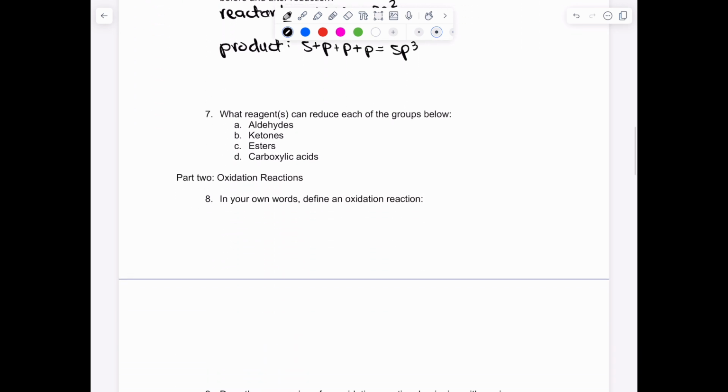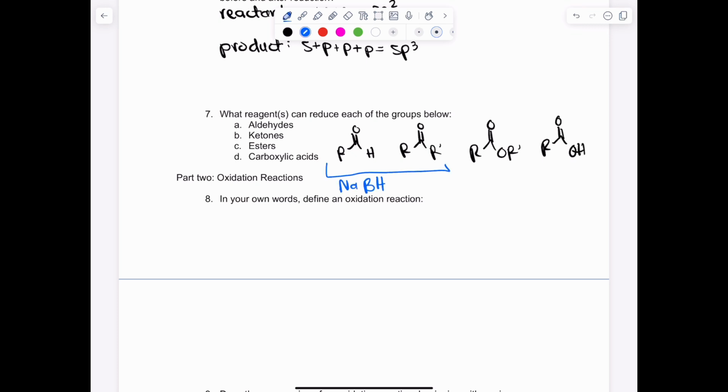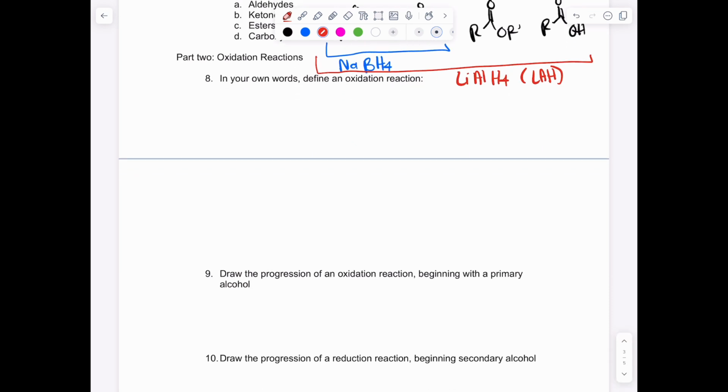Moving on to question 7, I'm going to start by drawing out all of the functional groups because I think it's helpful to visualize them. So we have aldehyde, ketone, ester, and carboxylic acid. The first two are capable of being reduced by sodium borohydride, which is a weaker reducing agent. If you want to be able to reduce the ester and the carboxylic acid, you need to use lithium aluminum hydride because it is a much stronger reducing agent. So that's the end of the reduction portion of this packet.